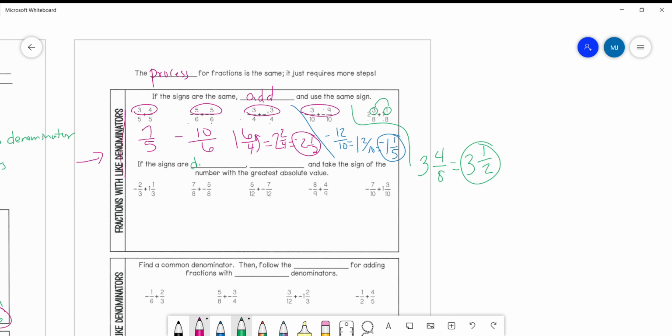If the signs are different, then we're going to subtract and take the sign of the number with the greatest absolute value. So just like before, except this time we're dealing with fractions. So it makes it a little more complex. Okay, these are different, so we gotta find the difference.